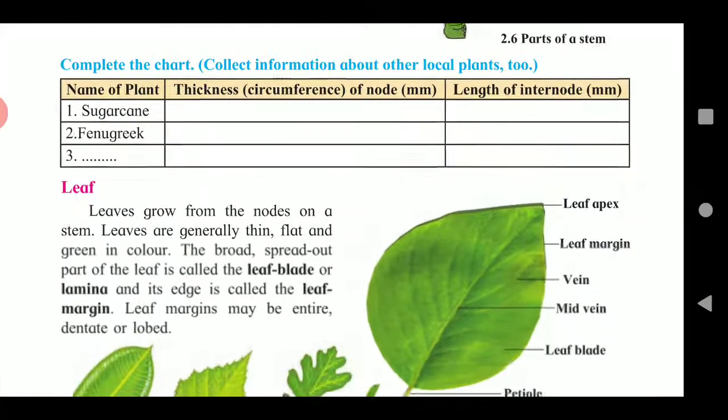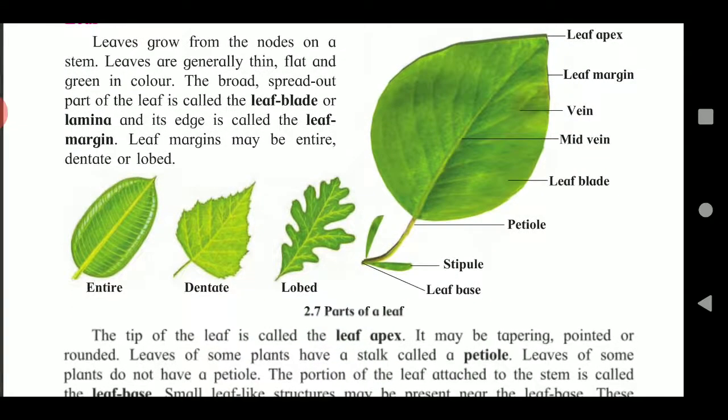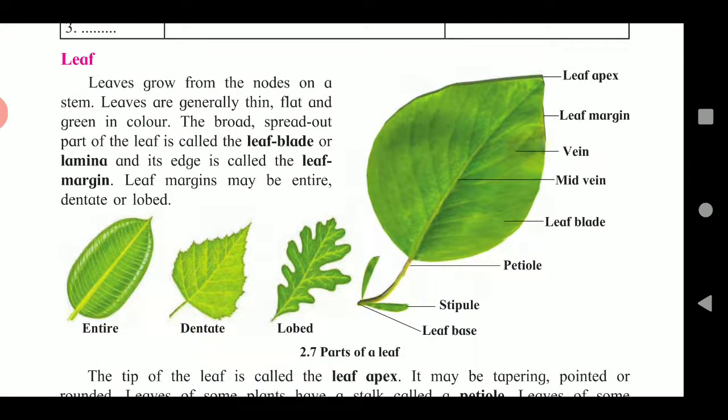Now let us see about leaf. Leaves grow from the nodes on a stem. Generally, leaves are thin, flat and green in color. Why is the leaf green in color? Due to the chlorophyll. Chlorophyll is present in the leaves, and with the help of this chlorophyll, plants make their own food.